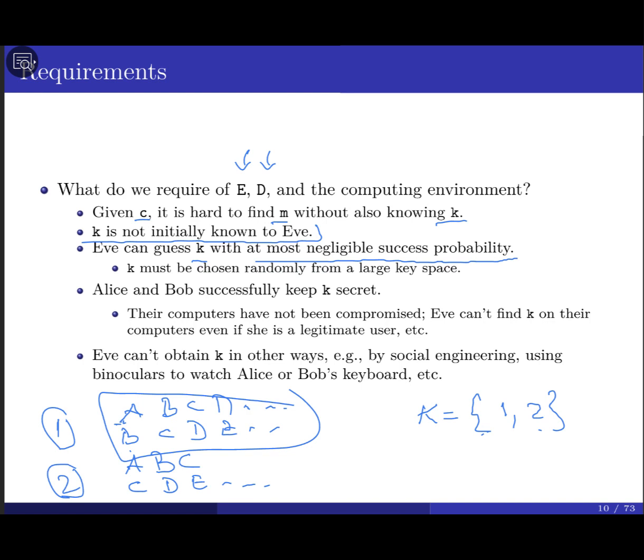So in this case, it's not allowed. There must be one requirement for an encryption system: Eve cannot guess the key, with high probability. She must spend a long time trying to guess the key, maybe forever. That's why we said the key must be chosen randomly from a large key space.